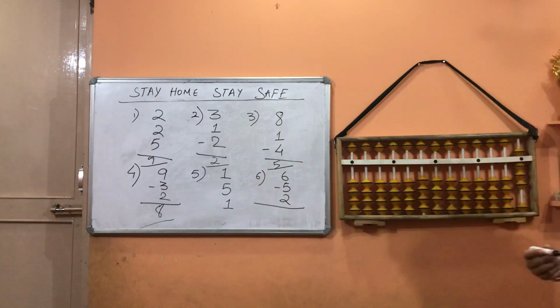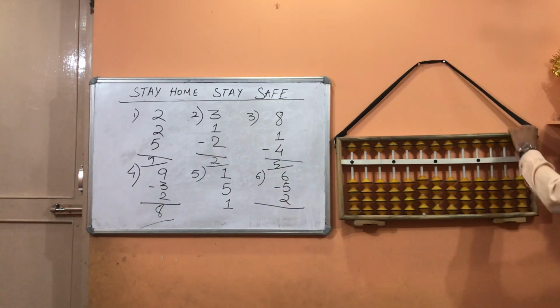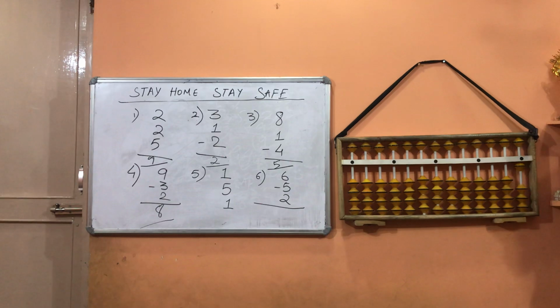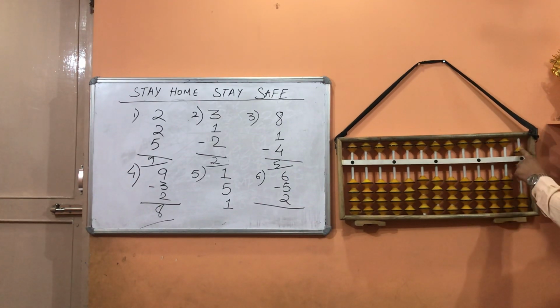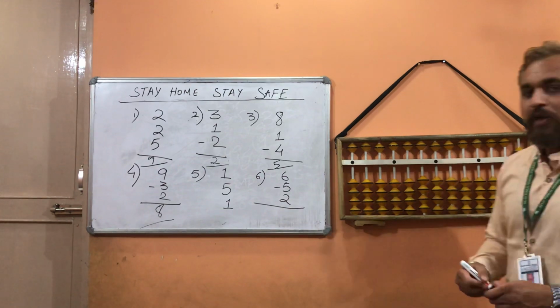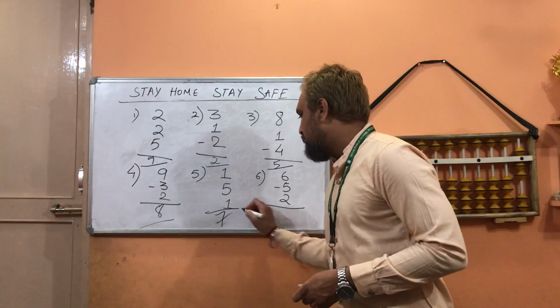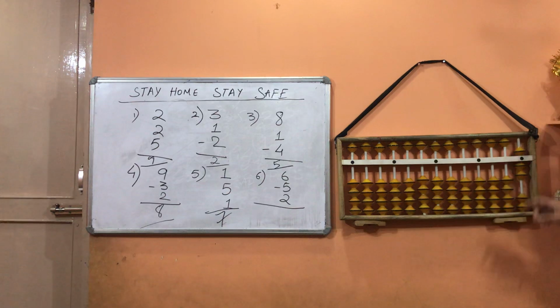1, 5, 1. We have to add these numbers. So 1. Then we have to bring 5. 5. And then again 1. 1. 5, 6, 7. You guessed it right. The answer is 7.